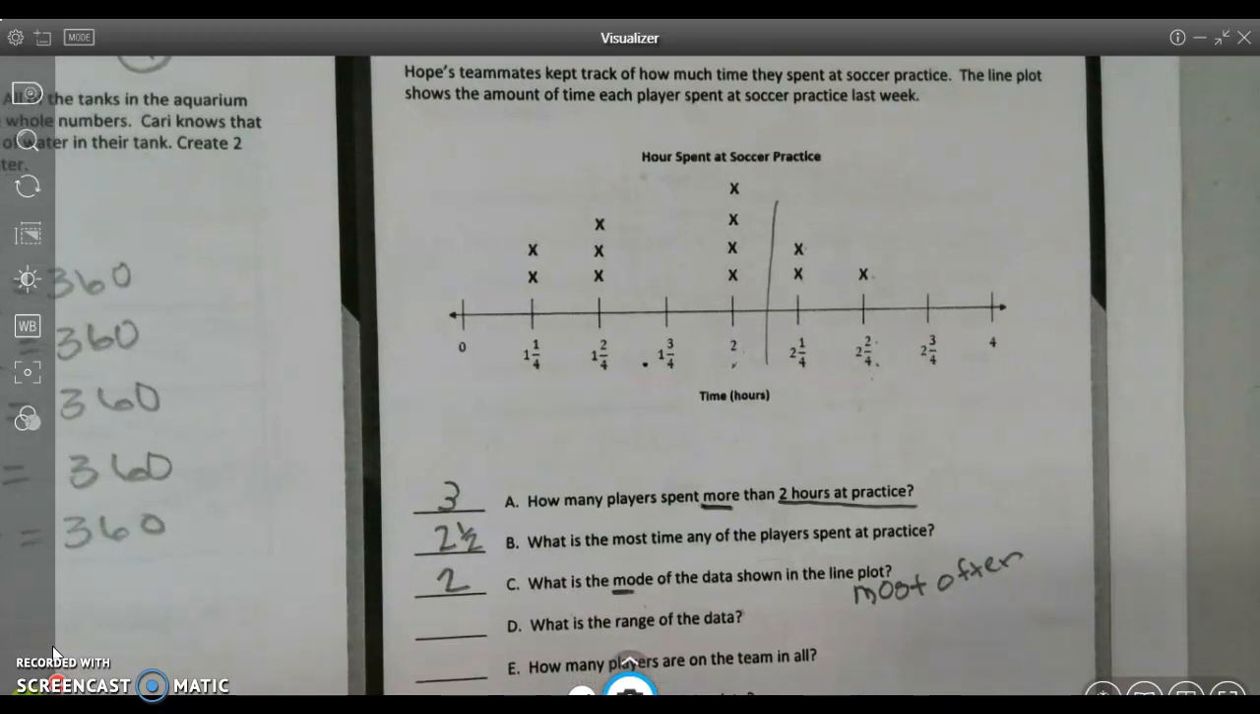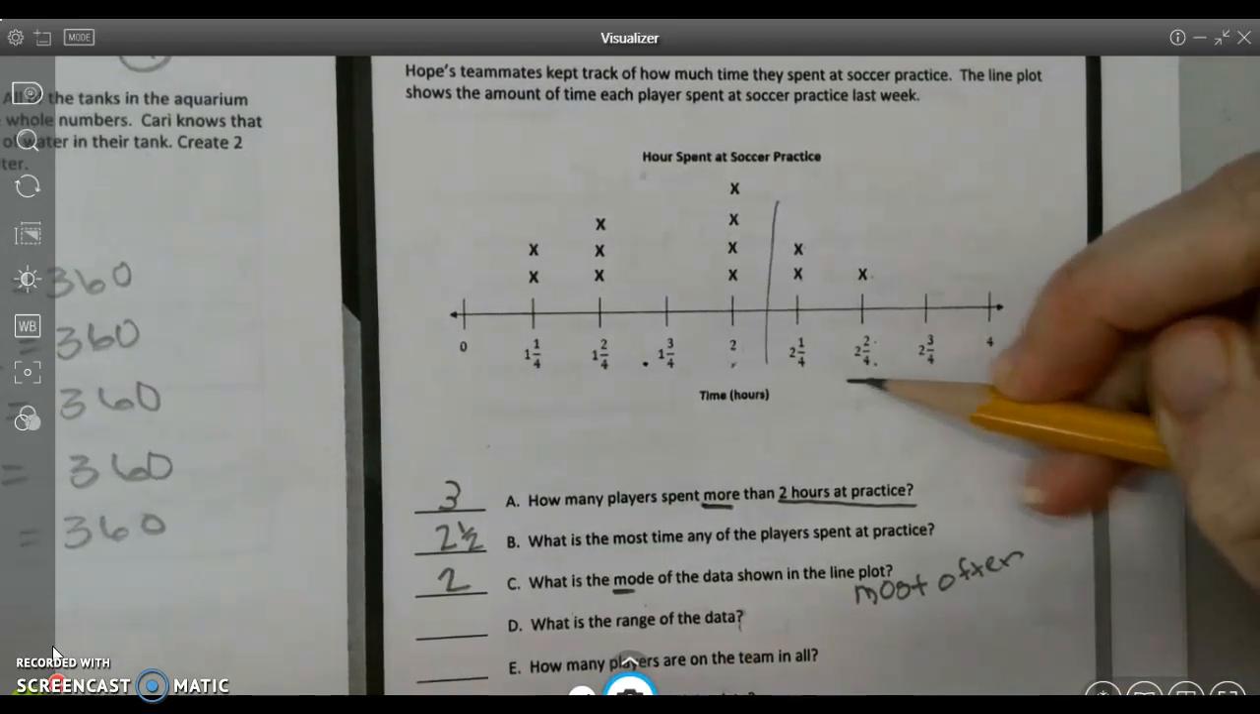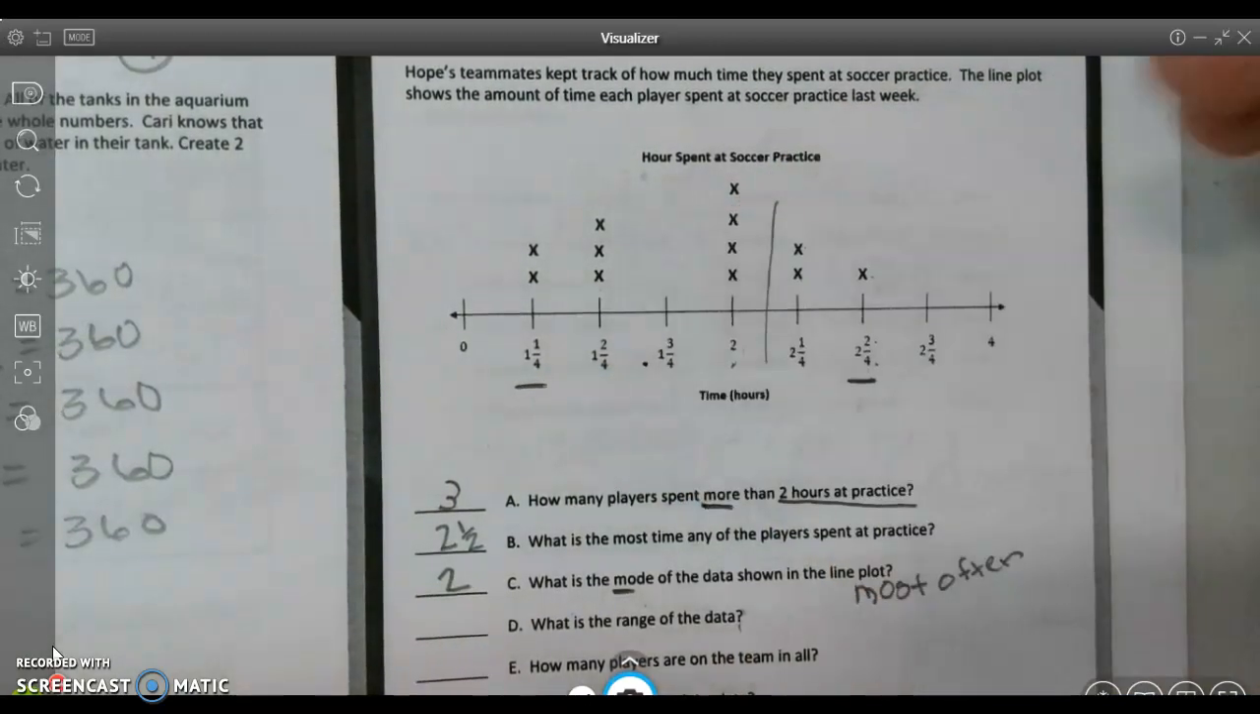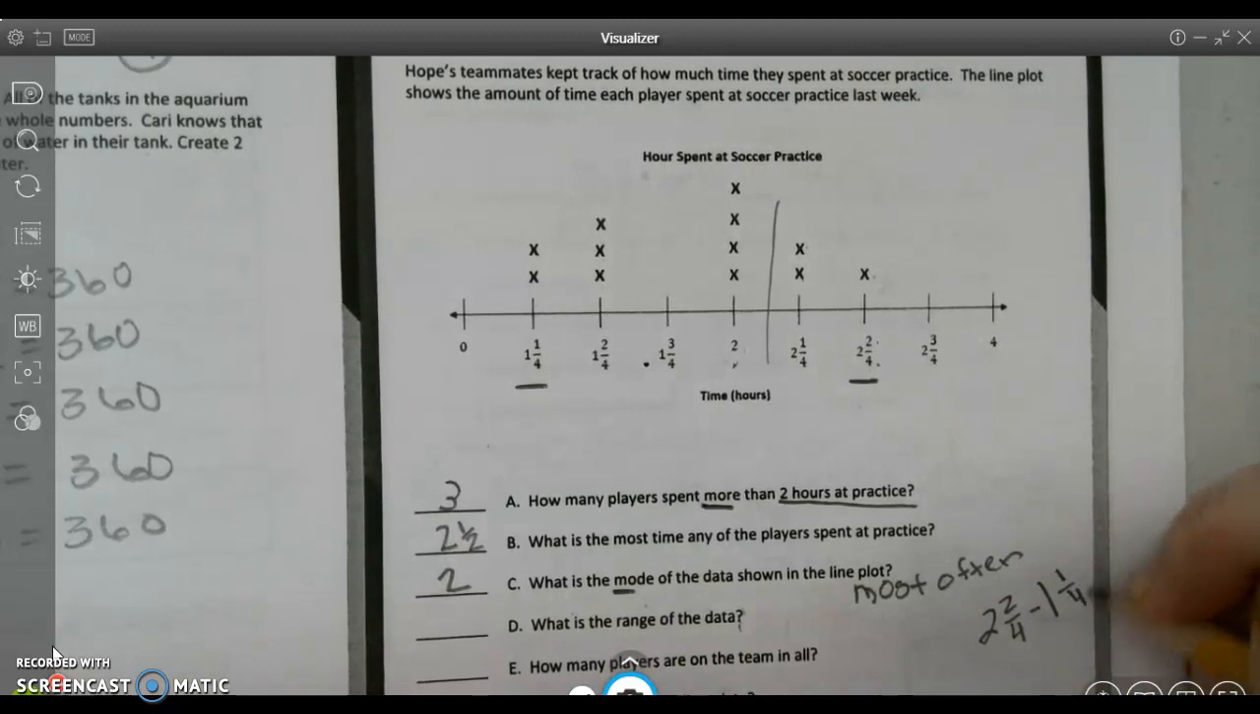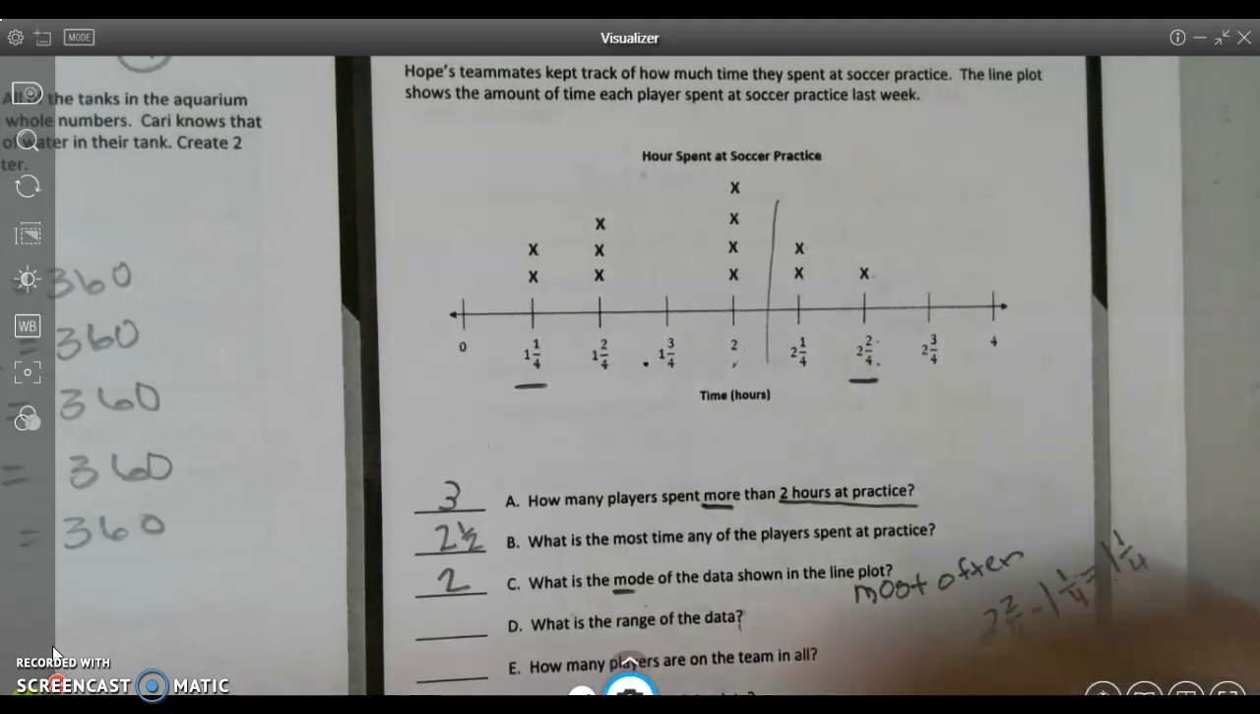When we think about range, we think about the highest minus the lowest. So here's our highest, and here's our lowest. If I have 2 2/4 minus 1 1/4, that would equal 1 1/4, because 2 minus 1 is 1, and 2 minus 1 is 1.